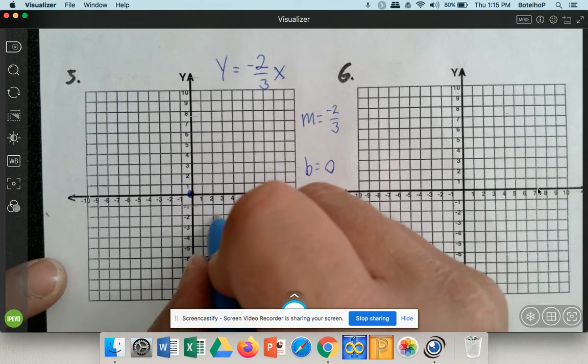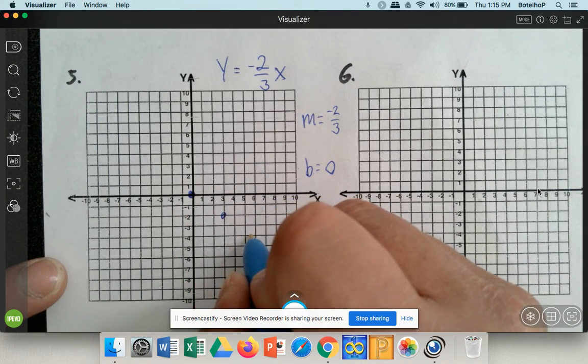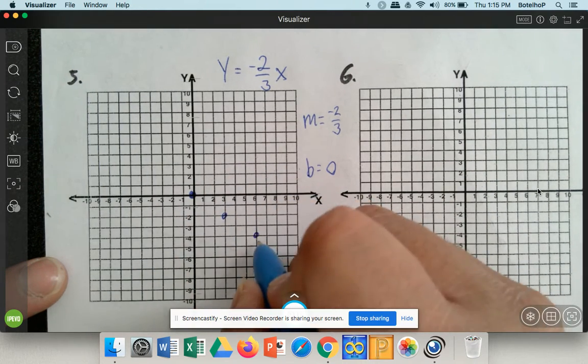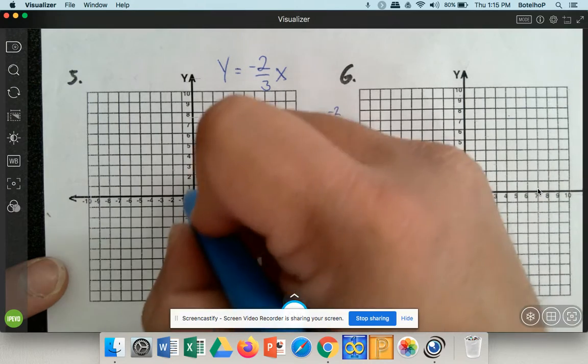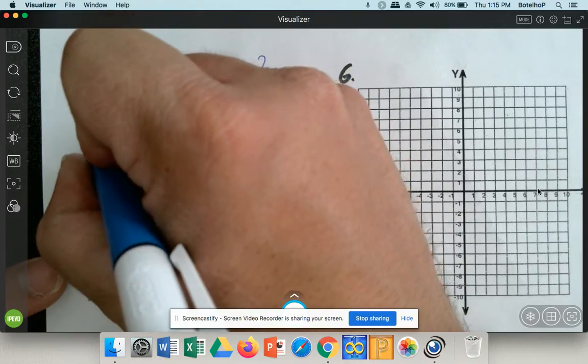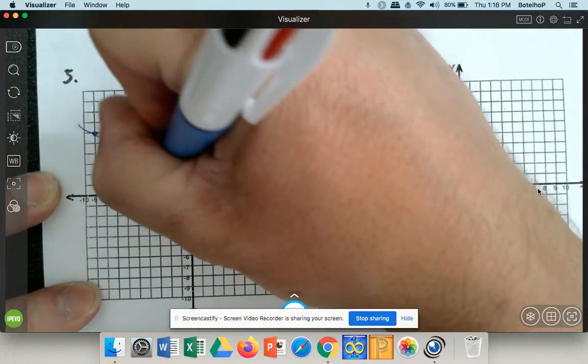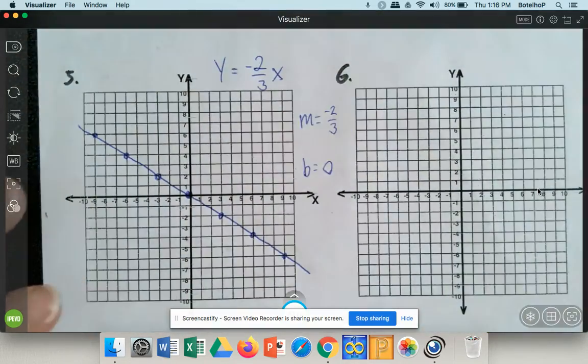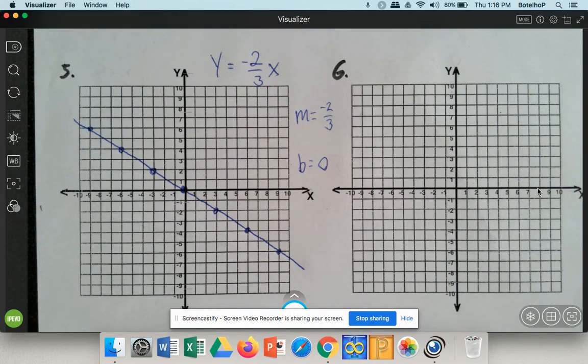Now you go down 2/3, down 2/3. Nice negative slope. Up 2 left 3, up 2 left 3. Like that. And your straight line looks like that. Cool. That was a fun one.